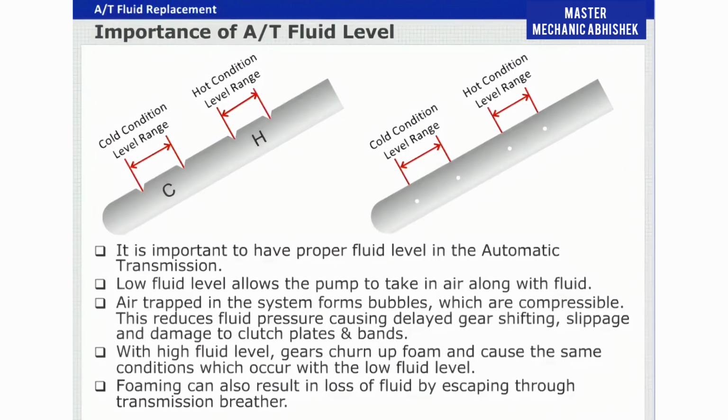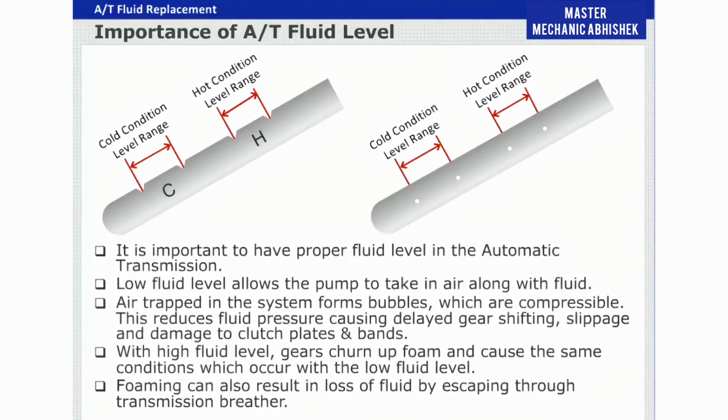It is important to have proper fluid level in the automatic transmission. Low fluid level allows the pump to take in air along with fluid. Air trapped in the system forms bubbles which are compressible. This reduces fluid pressure, causing delayed gear shifting, slippage, and damage to clutch plates and bands.